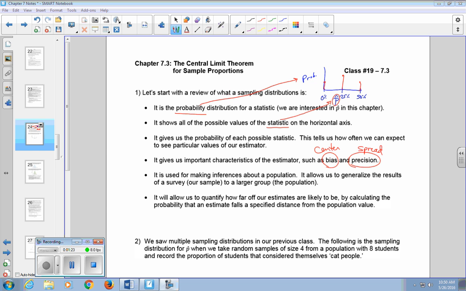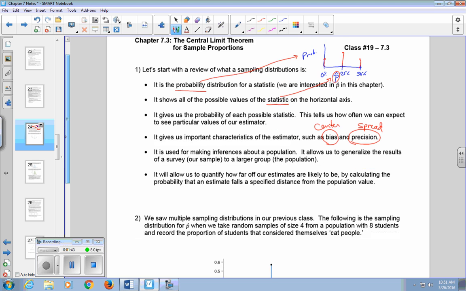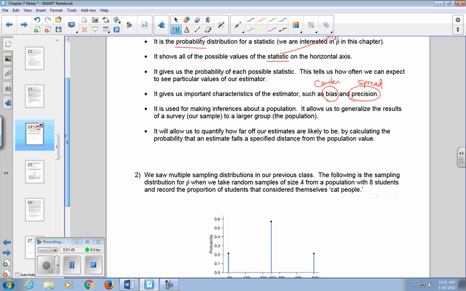It's used for making inferences about a population. It also allows you to generalize the results of a survey in your sample to a larger group, the population. And it allows you to quantify how far off your estimates are likely to be by calculating the probability that an estimate falls a specified distance from the population value. We're going to take a closer look at those last two in this section.